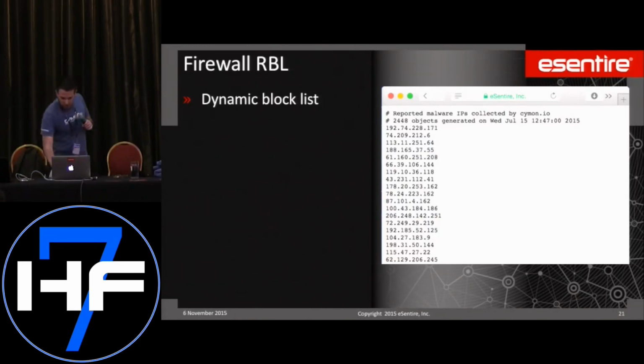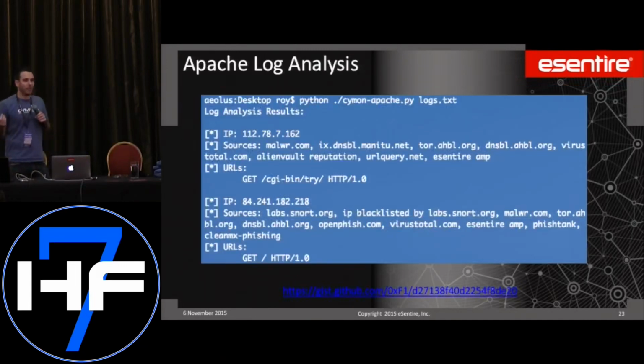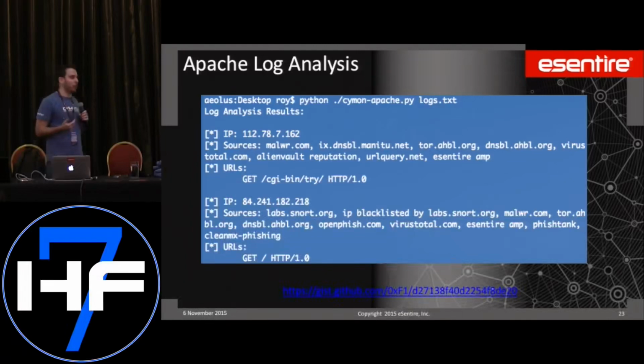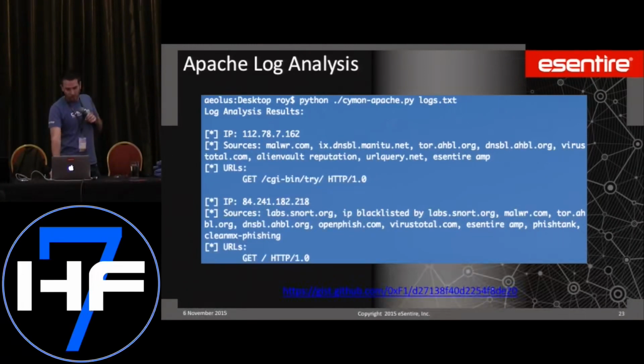Another example is, for example, Apache log analysis. So if you want to see how many bots or bad actors are connecting to your web server, this is an example of a script that I made in like 20 minutes to basically just parse out the IP address portion from the Apache log and just shoot it off using the API, and then just give you a summary of what's bad, which bad IP address is connected to you.